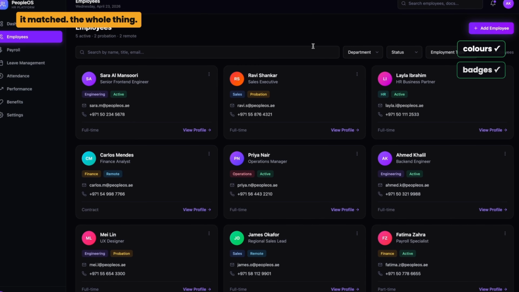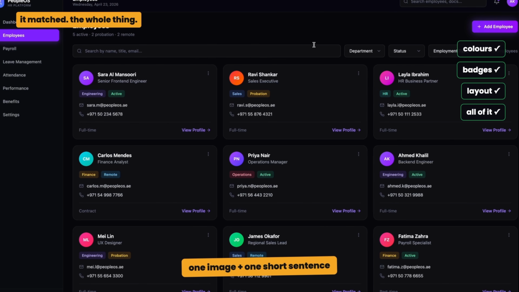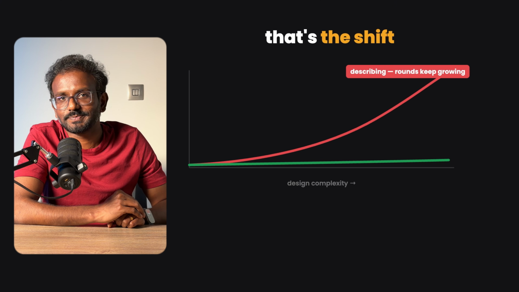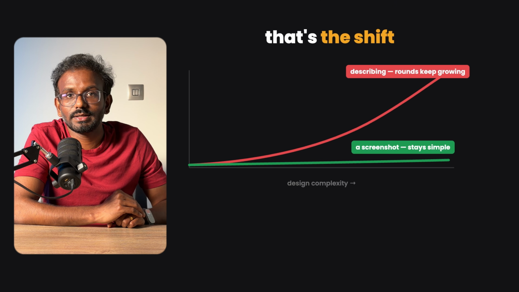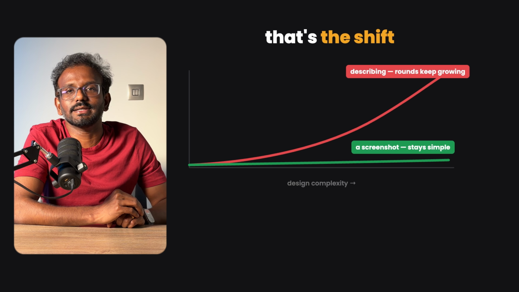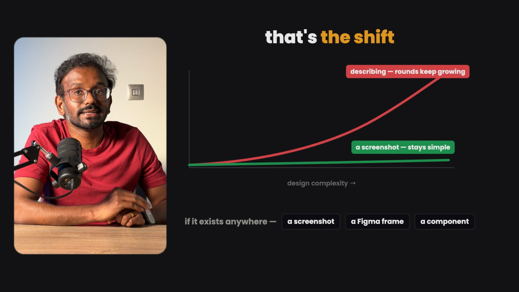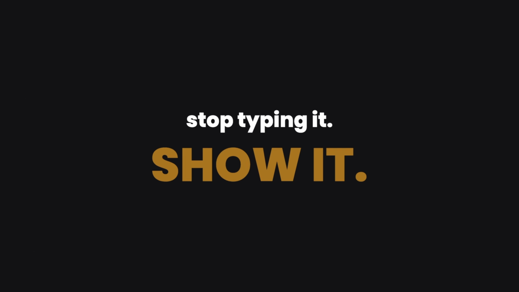Colors, badges, layouts, all of it. From one image and one short sentence. That's a shift. Describing scales badly. The bigger the design, the more rounds it costs. A screenshot stays simple no matter how complex the design is. If it exists anywhere, a Figma frame, a component, a screenshot, stop typing it, show it.